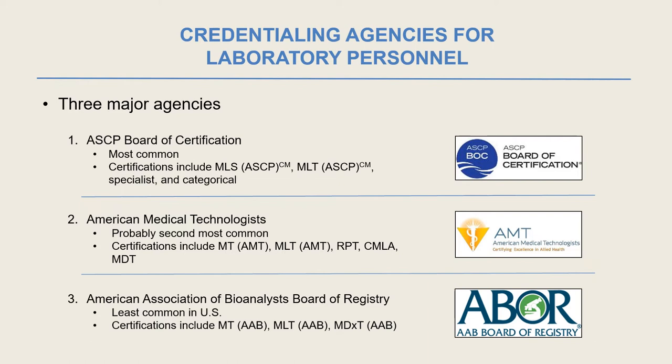Okay, so let's talk a little bit about these credentialing agencies for laboratory personnel. There are three major agencies that offer certification exams: the ASCP Board of Certification, the AMT, which we've already mentioned, and the last one is the AAB Board of Registry, which is the American Association of Bioanalysts Board of Registry. The ASCP Board of Certification is the most common that you'll see. And the credentials for that exam, depending on which exam you're taking, will be MLS, MLT, or you can get a specialist or categorical letter behind your name. So if you were to take the specialist exam in blood bank, then you get a little SBB behind your name. And there's also situations where you might take a categorical test through ASCP, meaning you're just taking one part of the exam.